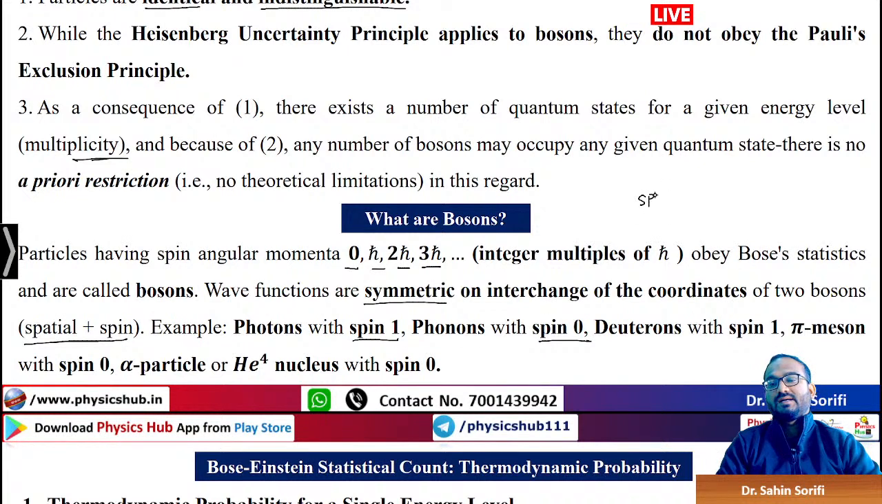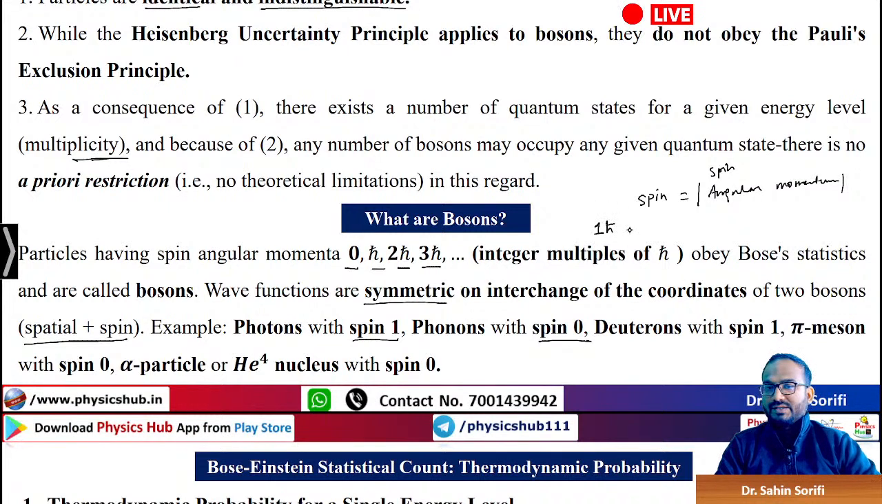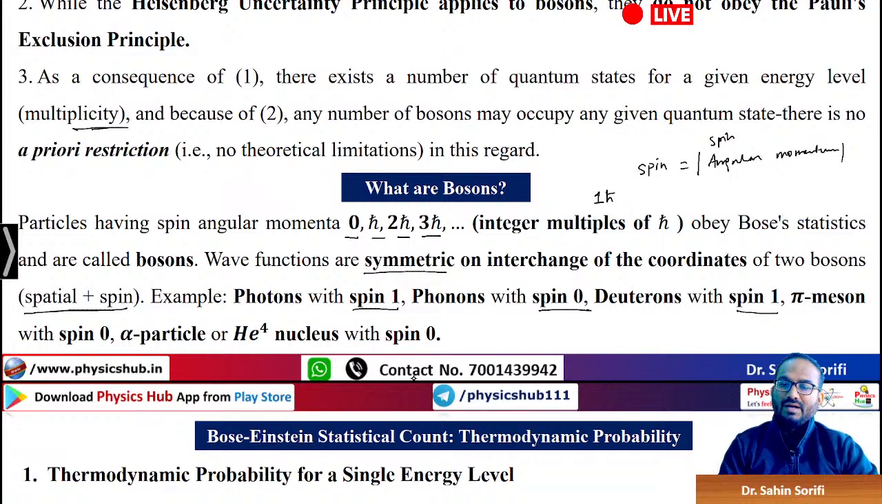Spin is the magnitude of angular momentum, spin angular momentum actually. So a photon has spin 1. It means its spin angular momentum is 1ħ. ħ is like the unit, the way you give 1 kg, 2 kg, kg is the unit. Same. Deuterons have spin 1. Pi mesons have spin 0. Alpha particles, the He4 nucleus, have spin 0.